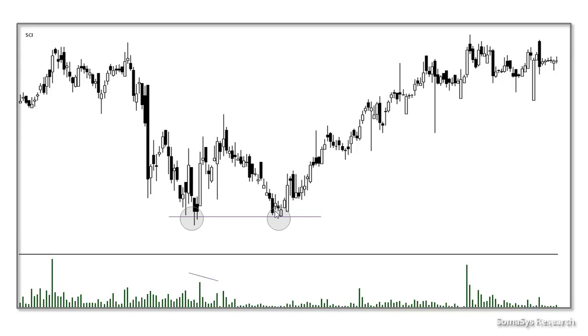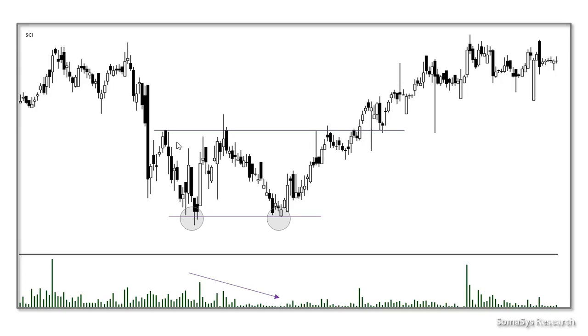On the volume front, the making of this second trough should witness lower volume than the first bottom, which would suggest weakening supply and that no one is greatly interested in selling this stock, suggesting a bullish scenario. Penetration of resistance, this being the zone, the best fit line between the troughs, completes the double bottom and leads to a change in trend.